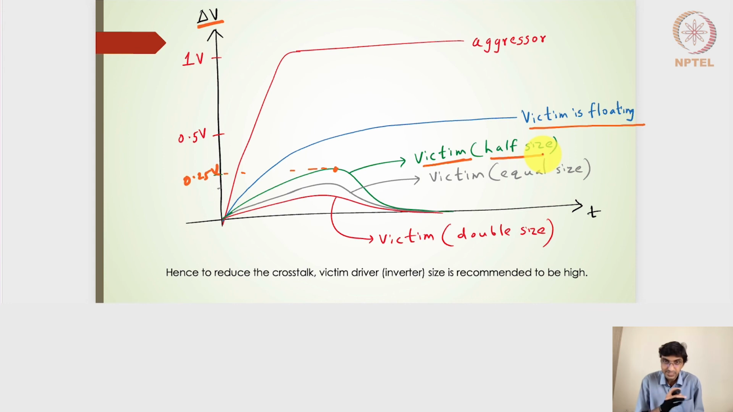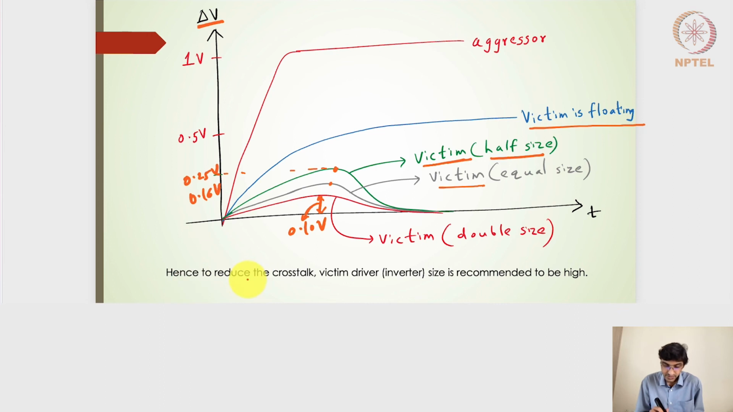There is an inverter which ensures that the wire is constantly connected to the ground voltage through the on NMOS transistor. And similarly, if the victim is of equal size, we got 16.67% of the change from the aggressor line change in the voltage. If that is 1, we will get this 0.16 volts here if the victim driver circuit is of equal size. And lastly, if the victim is double the size, we will get even lesser voltage, around 10%. So this maximum change is 0.10 volts.